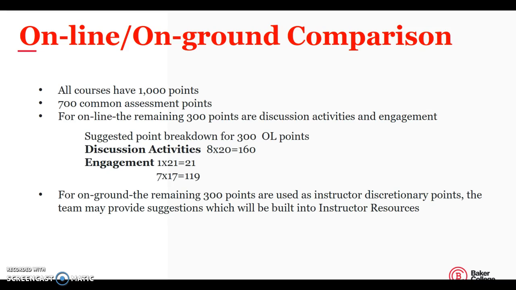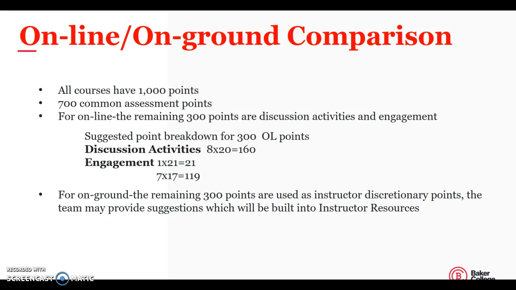Once those 700 common assessment points have been established, there are still 300 points to allocate. For OL, these 300 points are usually comprised of discussion activities and engagement. The suggested point breakdown is as follows. Discussion activities: 8 modules at 20 points apiece is 160 points, and engagement: 1 module at 21 points and 7 modules at 17 points is a total of 140. So 160 and 140 makes up your 300 points.